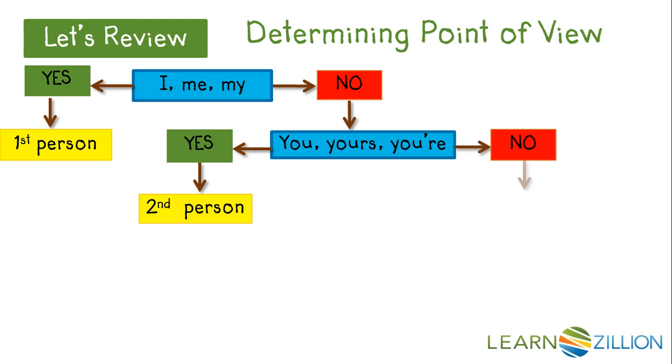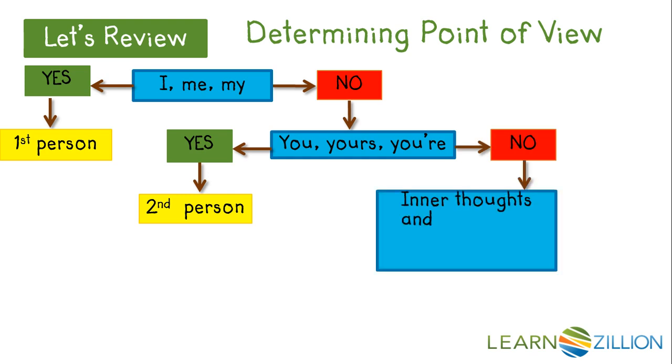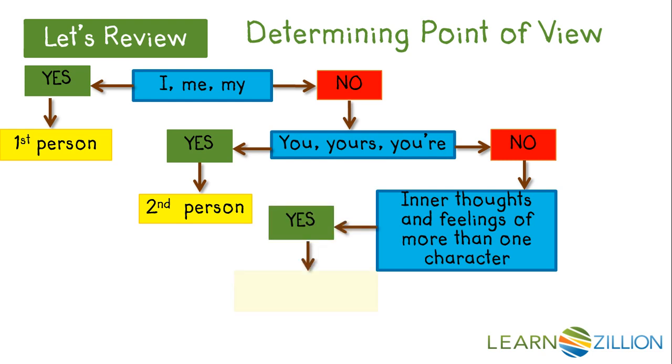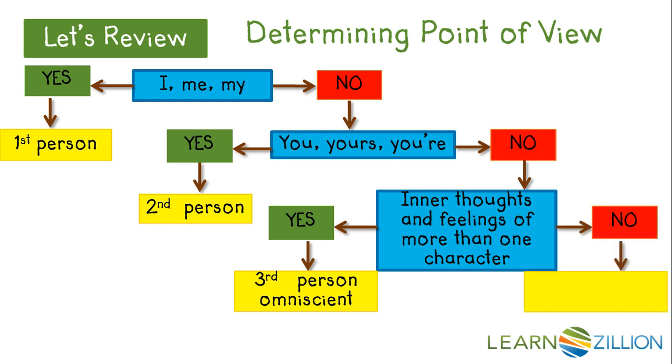If you answered no, then you have to ask yourself, when I read, do I read about the inner thoughts and feelings of more than one character? If you answered yes to this question, then it is written in the third person omniscient. Remember, an omniscient being is an all-knowing being. If you answer no to this question, then it is written in the third person limited point of view. Now, the third person limited is where the narrator knows only the thoughts and feelings of a single character.